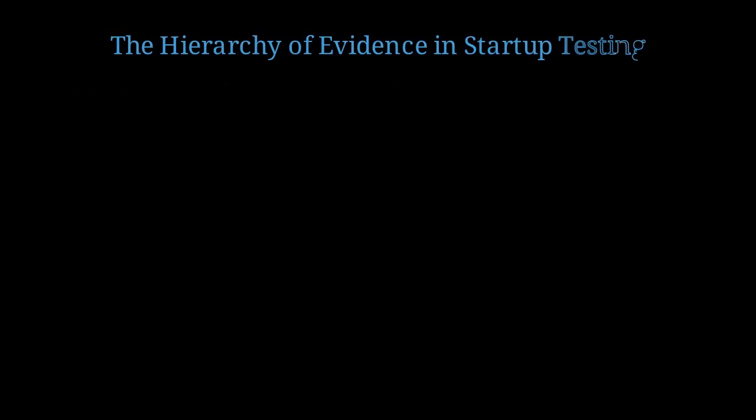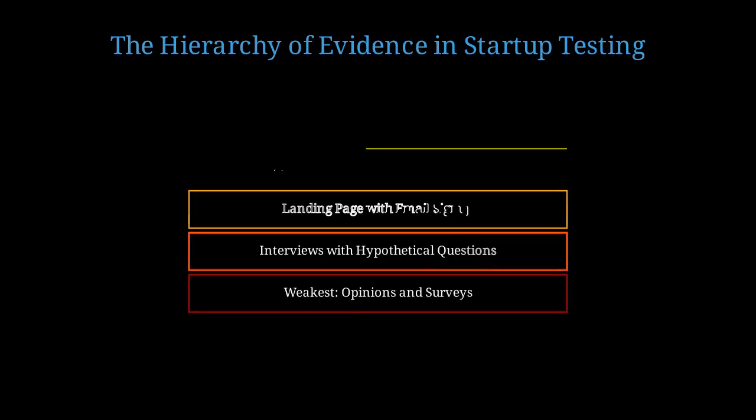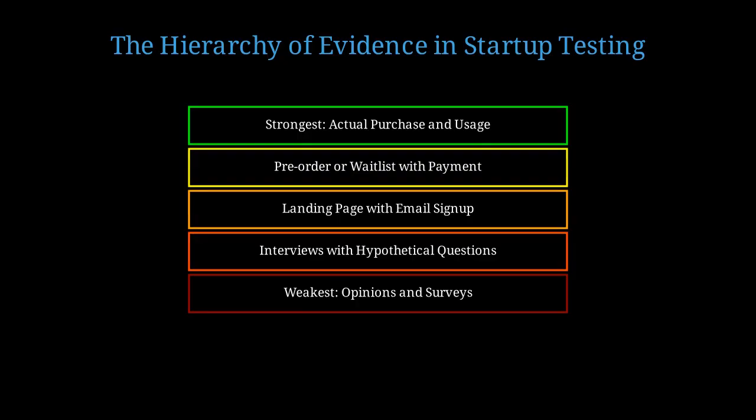In science, we have a hierarchy of evidence. The same applies to startup validation. Let me show you the hierarchy from weakest to strongest evidence. At the bottom, weakest evidence, surveys and opinions. Next level, interviews with hypothetical questions. Middle tier, landing pages with email signups. Higher tier, pre-orders or waitlist requiring payment. Strongest evidence, actual purchases and product usage.